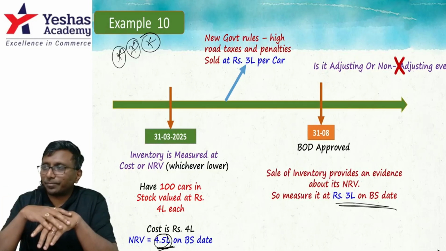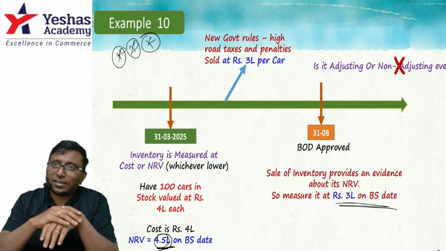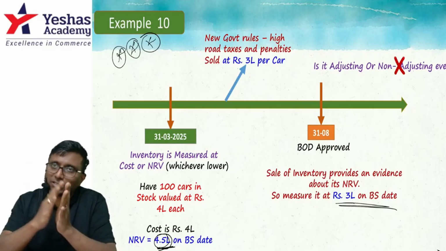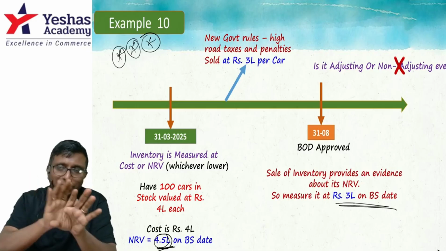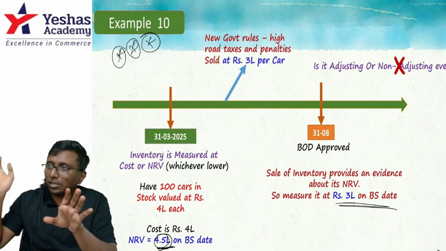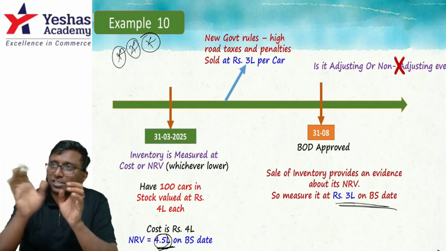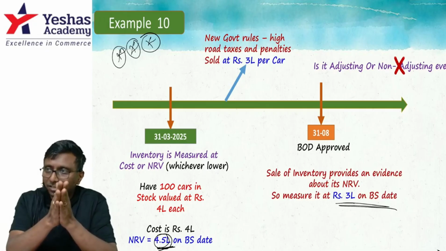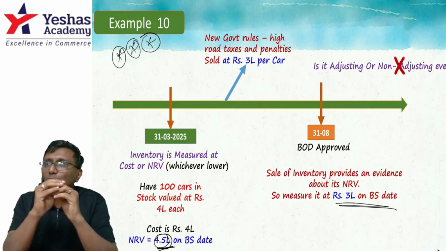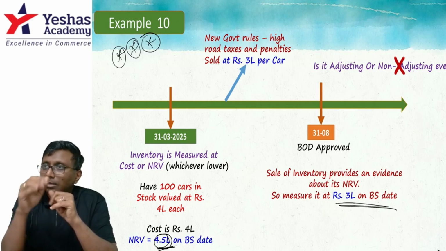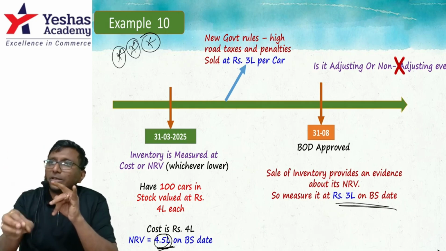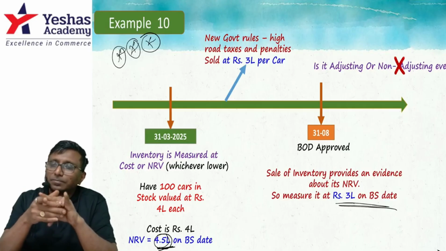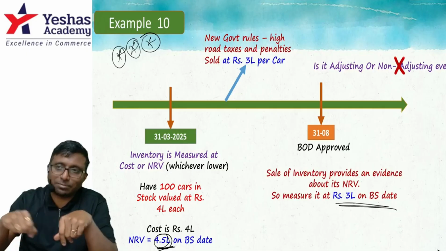I repeat my question. You have a stock of 100 cars. Situation on 31st March, 4 lakh, 4.5 lakh remain the same. This announcement happened on 1st June. Let's take one date. Before 1st June, I already sold 40 cars for 4.5 only. After the announcement, or as on the date of announcement, I am left with only 60 cars. Now, what will be my inventory valuation? I'll write the same thing on the screen.